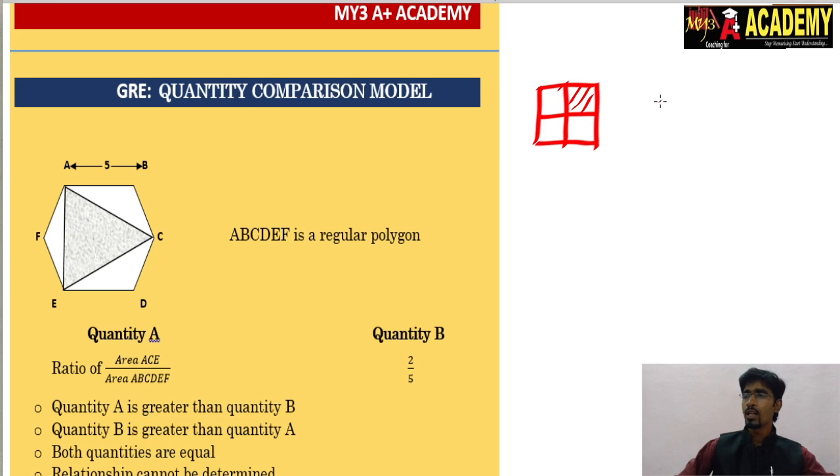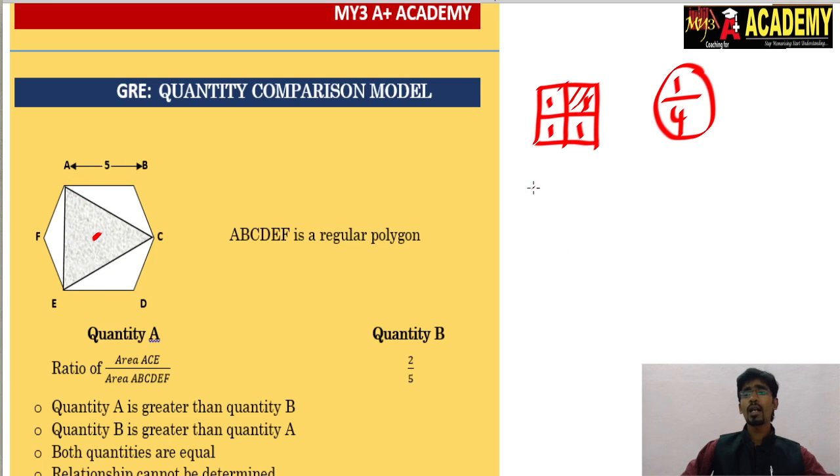Suppose I have a square like this, and I can split this square into 4 equal parts. If he is asking me to find the area of this figure compared with the entire square, I can say that's a quarter part. Instead of doing calculations, I am just using a very simple logic. After making unique cuts, just count them: 1, 1, 1, 1. This is 1 out of 4 parts, and this is going to give you the ratio.